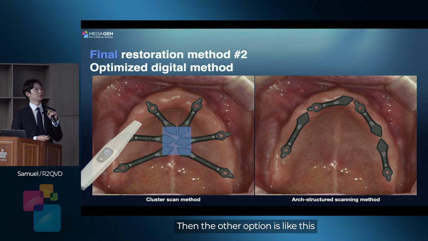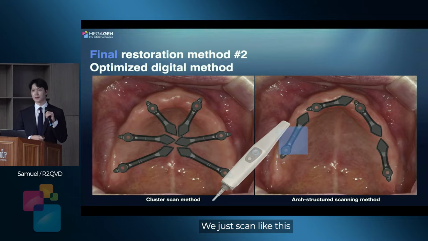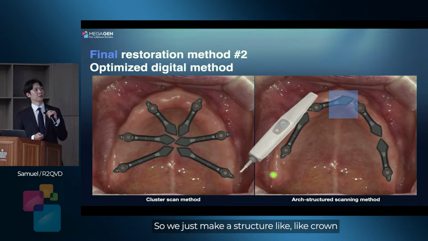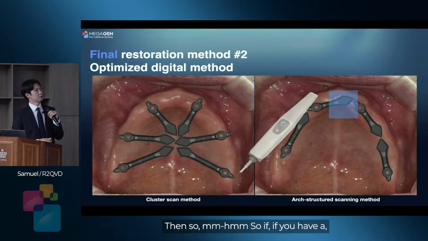Then the other option is like this. Yeah, it's a simpler way. We just scan like this. In a dental case, there is no structure, so we cannot scan very easily. So we just make a structure like a crown. So we just scan like this or like this.